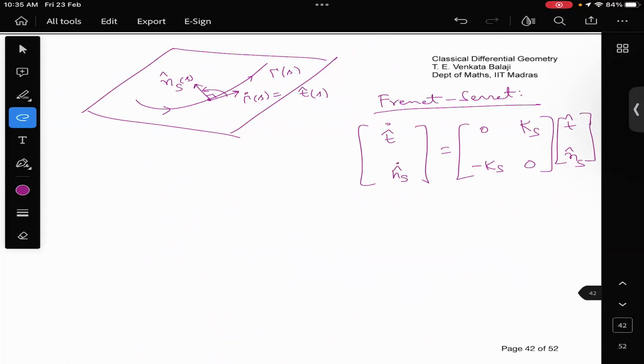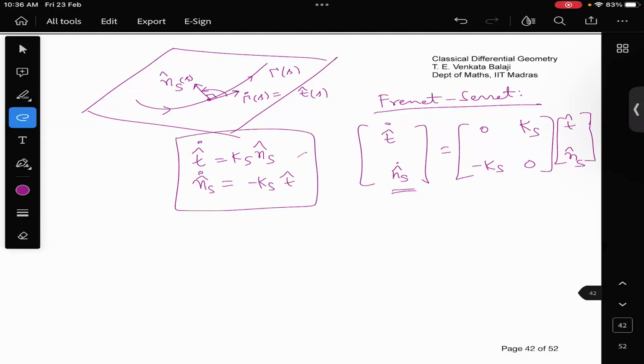And if you write out what is the normal direction, you see, t cap dot, if you write it out as two equations, you will get t cap dot is equal to k_s n_s hat, and you will get n_s hat dot is equal to minus k_s t hat. These are the two equations, and these two are equivalent. One is a matrix form, the other is writing it as two separate equations.